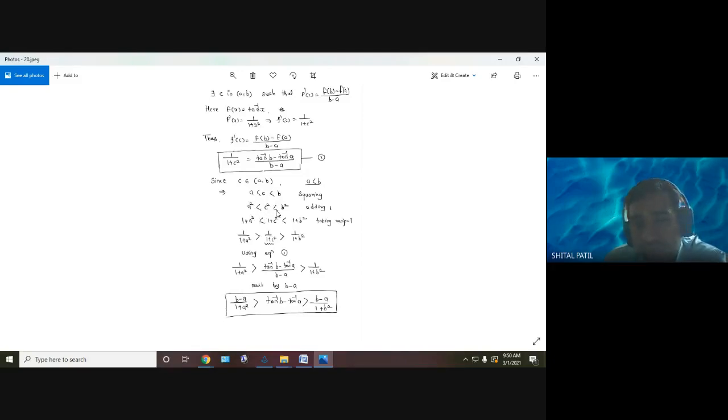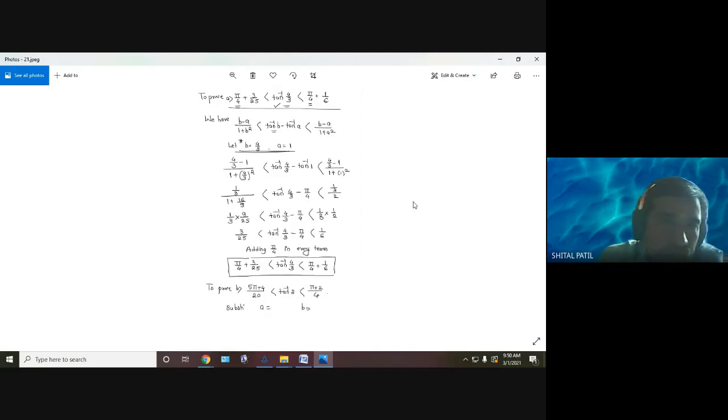Okay. Squared, no change. 1 is added, no change. Reciprocal is taken, change is there, the inequality will change. And then using equation 1, the value of 1 upon 1 plus C square is obtained, and then it is multiplied by B minus A to get the required solution. Next, to deduce this result, we considered A equal to 1 and B equal to 4 by 3, and it is simplified to get the next result.